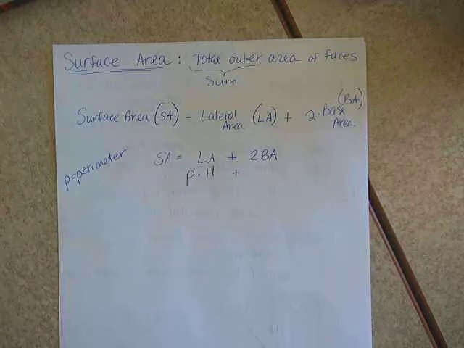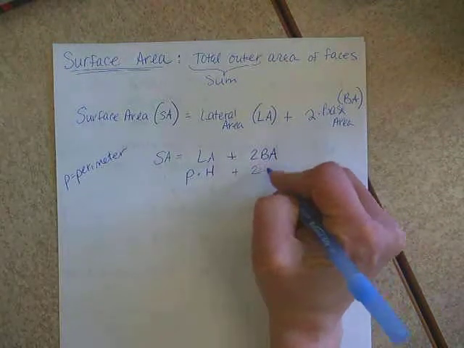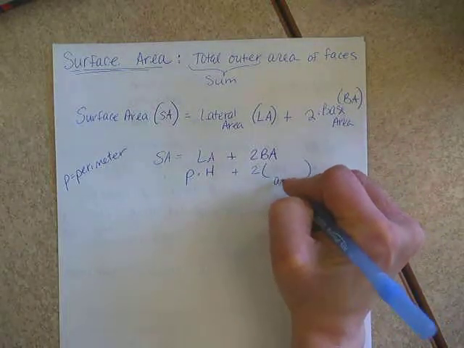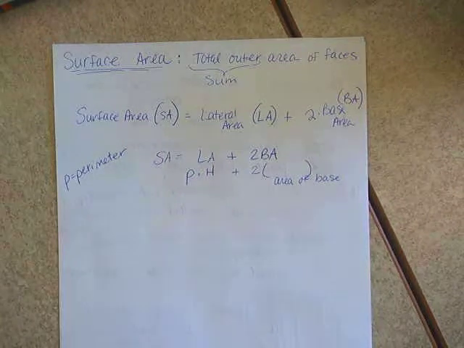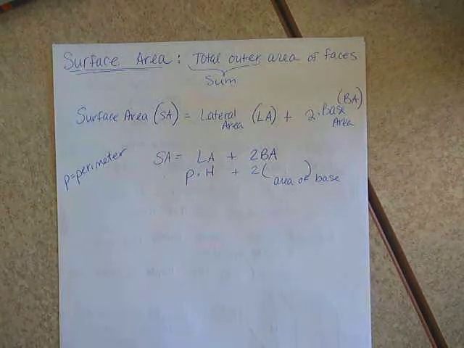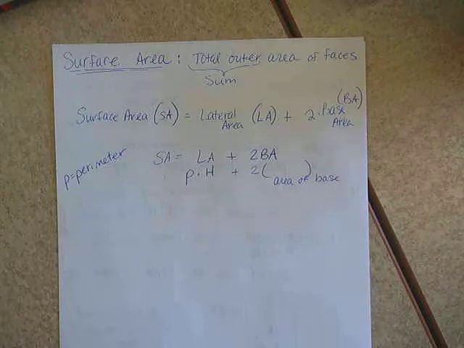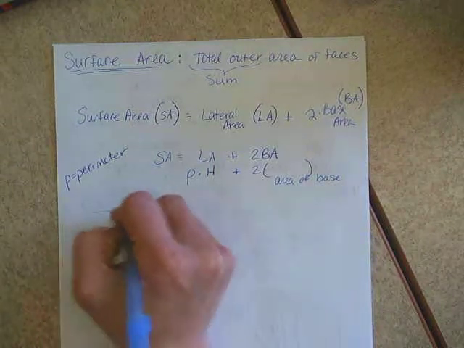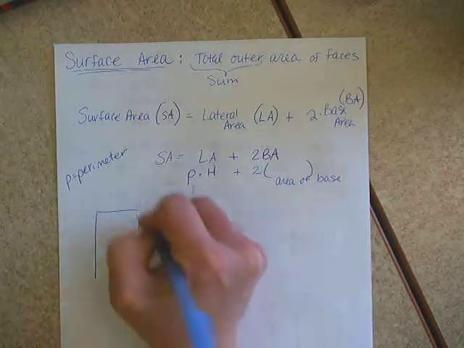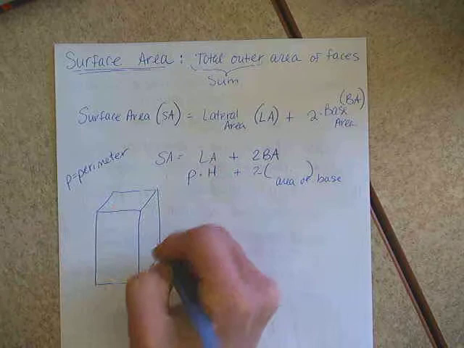And then my base area, well, it depends on what shape your base is. If your base is a triangle, you need to use the formula for the area of a triangle. If your base is a rectangle, you use the formula for a rectangle. If it's an octagon, then use the formula for an octagon, okay? So 2 times the area of your base. I leave that open because you're probably going to want to plug in whatever formula you need at that point.